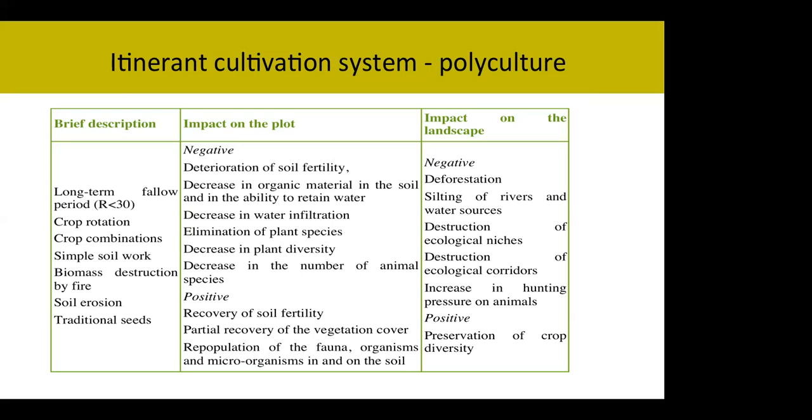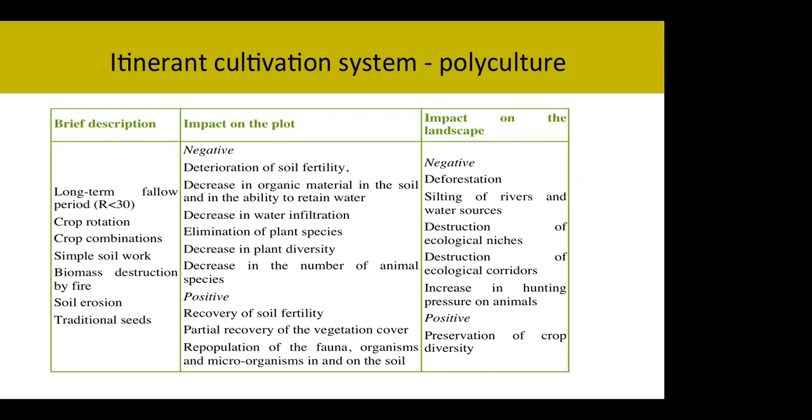So the positive impact on this system, are you hearing me? Matthew, am I audible? Yes, please, madam. Okay. So the positive impact of this system is that because they practice crop rotation, they practice long-term fallow period, there's recovery of soil fertility, partial recovery of the vegetation cover, repopulation of the fauna, organisms and microorganisms in and on the soil.